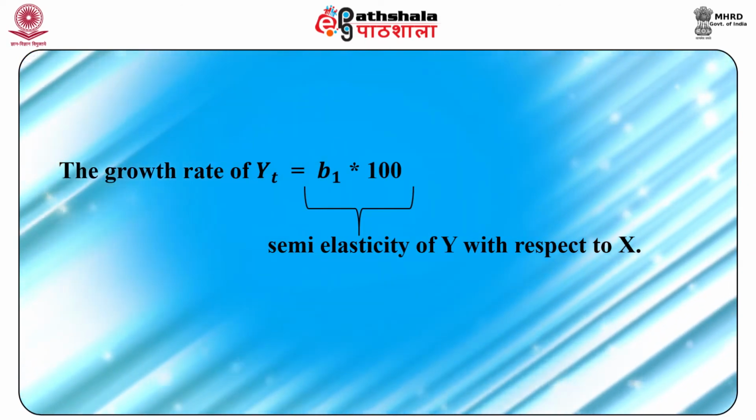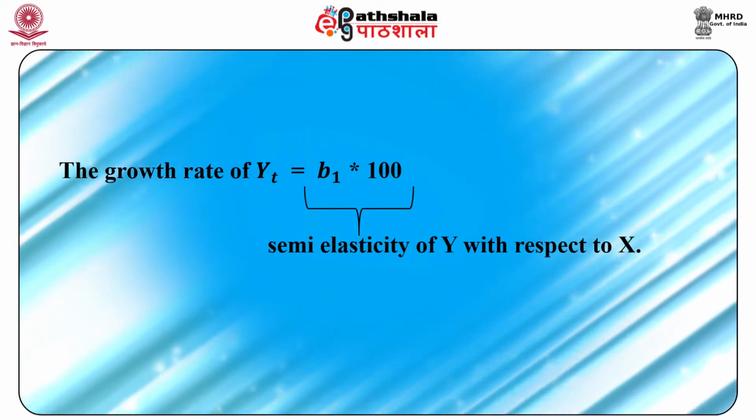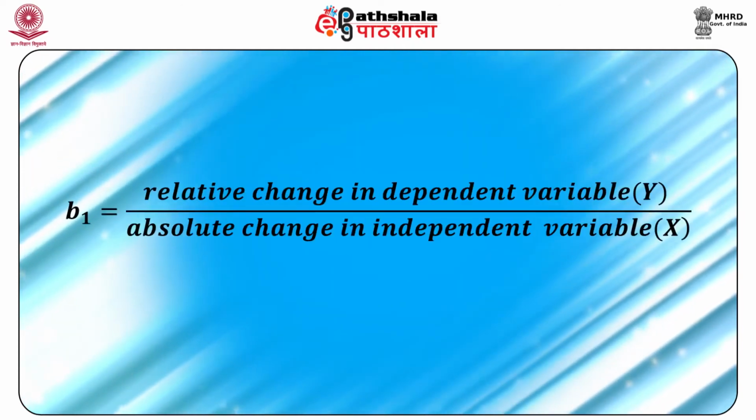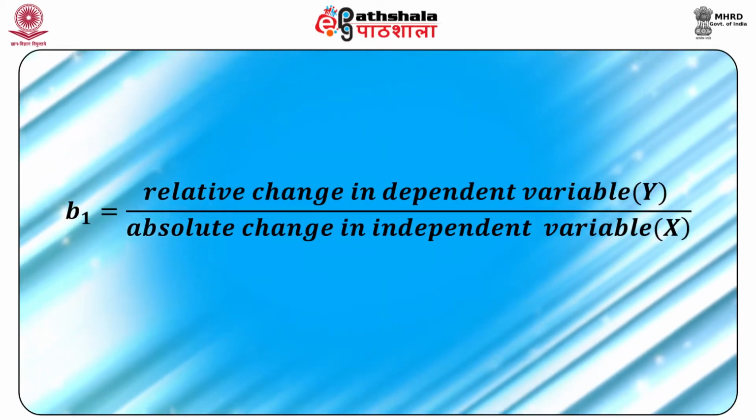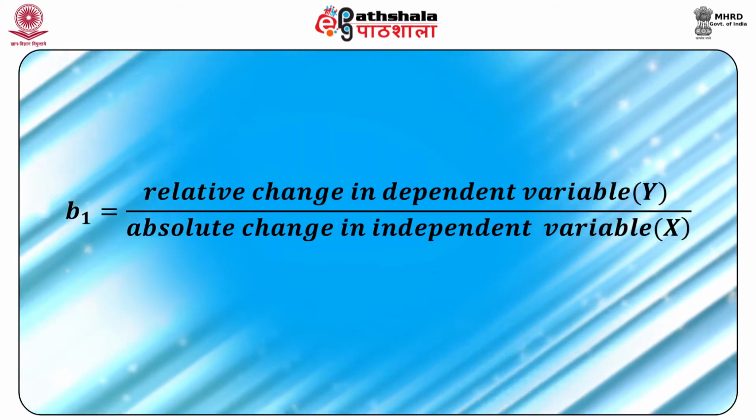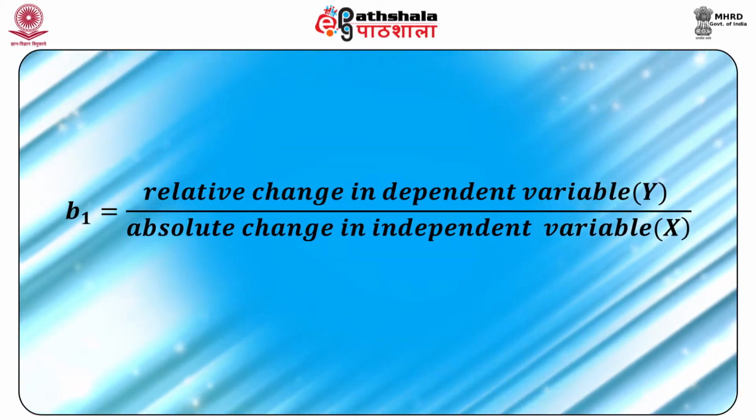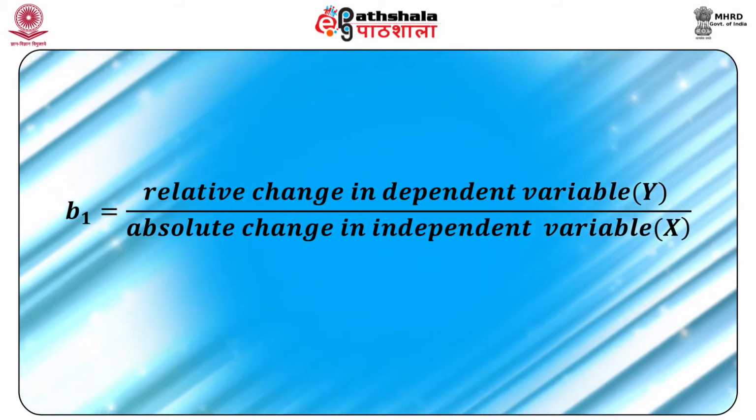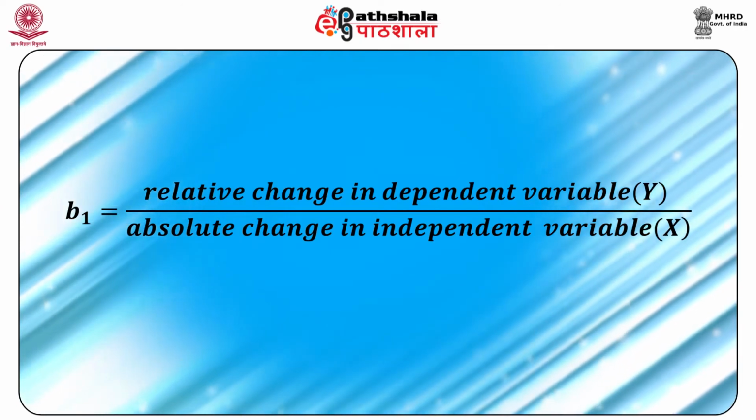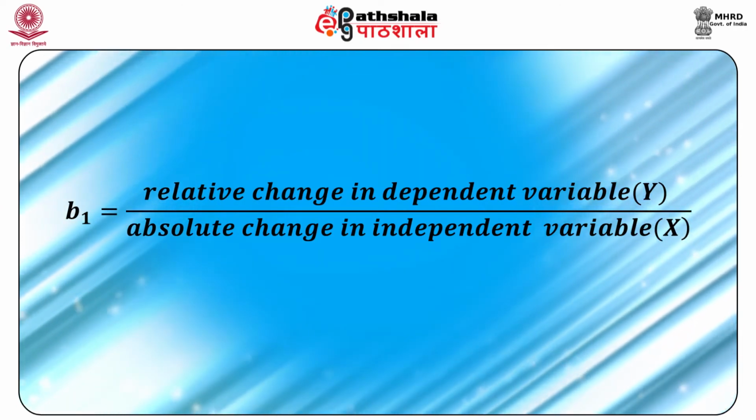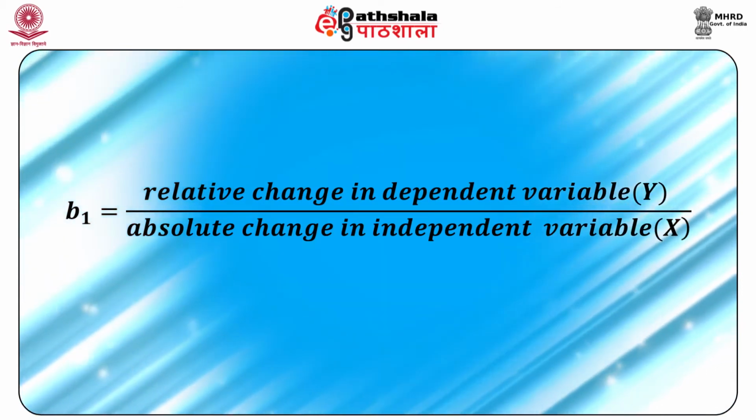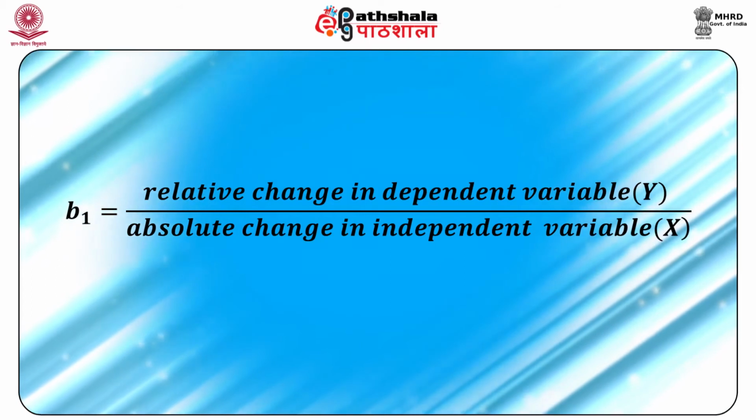So, multiplying b1 by 100 is also known as the semi-elasticity of y with respect to x. The b1 coefficient gives us the instantaneous growth rate of the dependent variable y. However, this is not the compound growth rate over a period of time. The compound rate of growth could be found by taking the anti-log of estimated b1 and subtracting 1 from it, and multiplying the difference by 100.